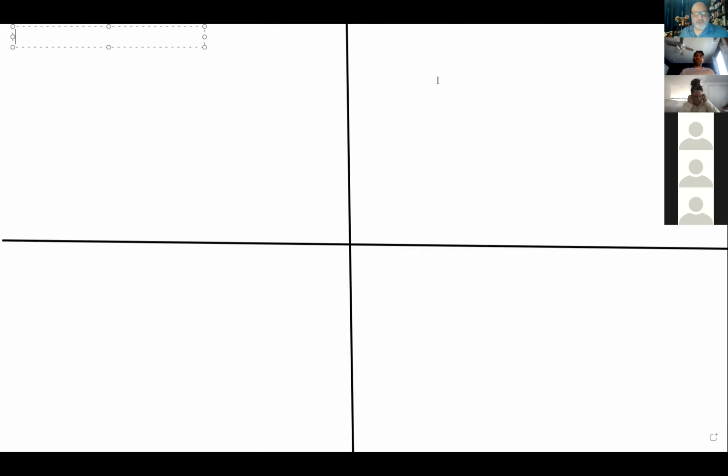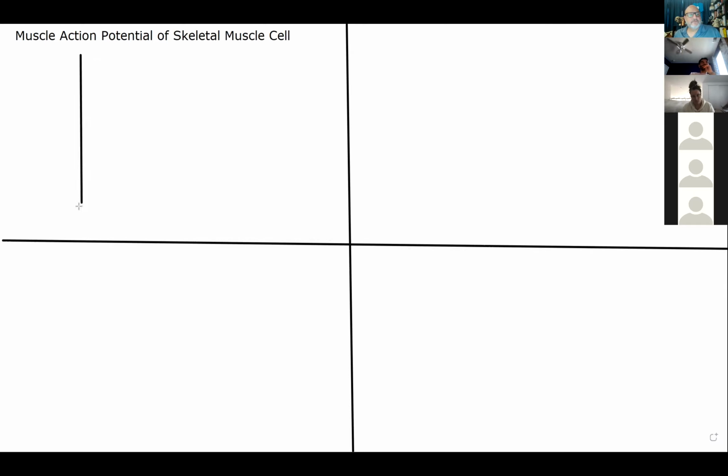Let's start first with the muscle action potential of our skeletal muscle cell. Now, of course, if we're going to do this, we're going to need a graph. And anytime we have a graph, we need to label our axes. So this, of course, is going to be time. This over here is going to be voltage.